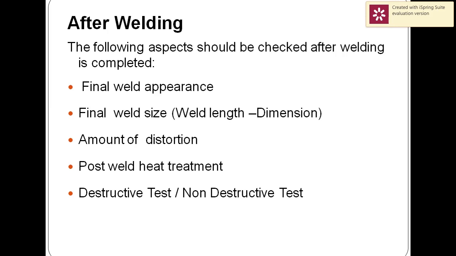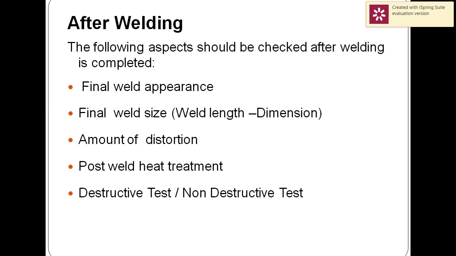Amount of distortion. With more heat input, when joining the welded components, distortion is sometimes possible. You have to check. Generally there are two types of bend: bow bend or side bend. Based on these, you have to correct it.